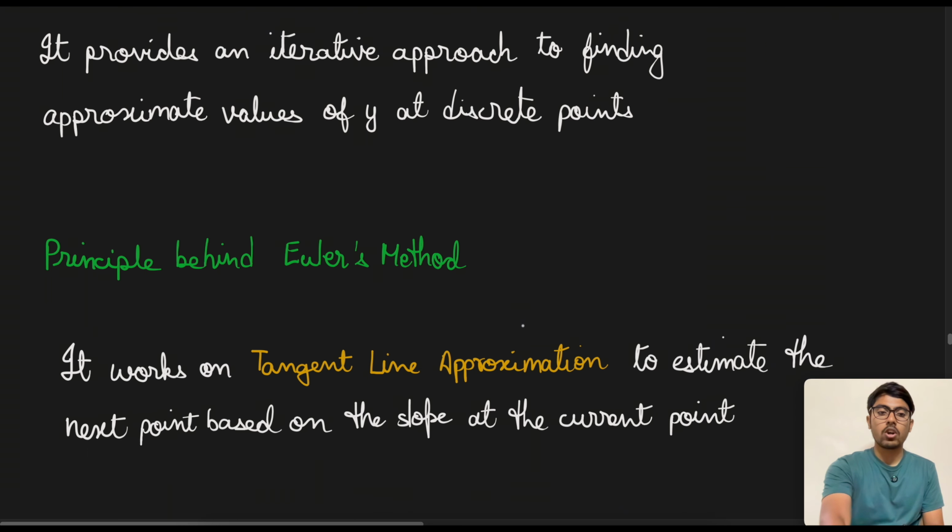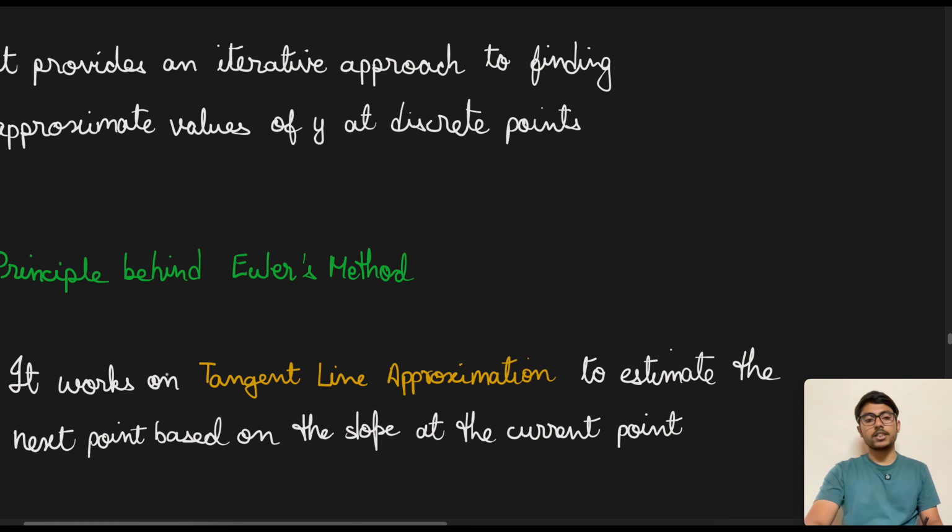It works on tangent line approximation to estimate the next point based on the slope at the current point. It is similar to what we have as the base principle of differentiation. The only difference is we are trying to deal in a scenario where there might be multiple functions leading to a composite function which we are trying to analyze, and that approximation is more likely to follow a tangent line approximation which will give us results that are near to the actual value.